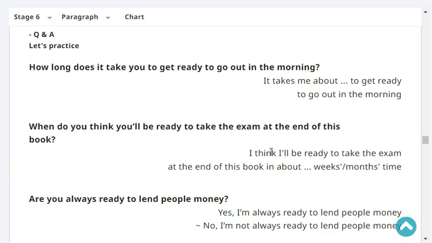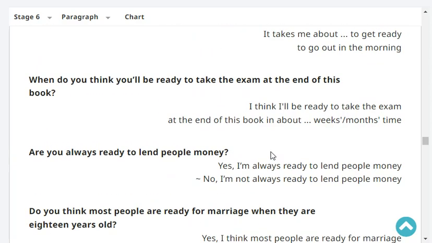When do you think you'll be ready to take the exam at the end of this book? I think I'll be ready to take the exam at the end of this book in about one month.